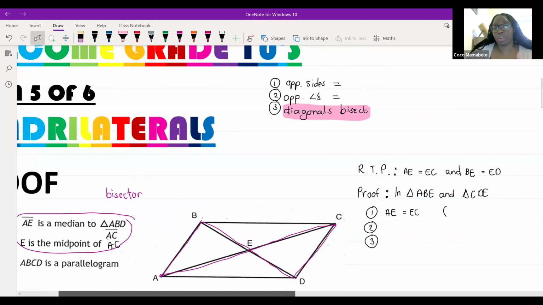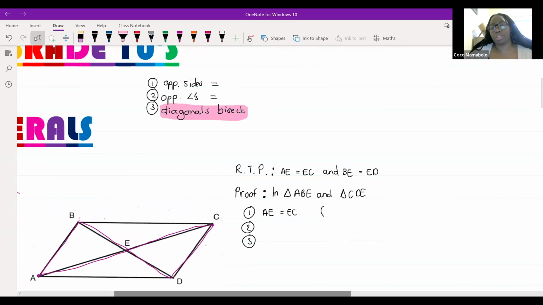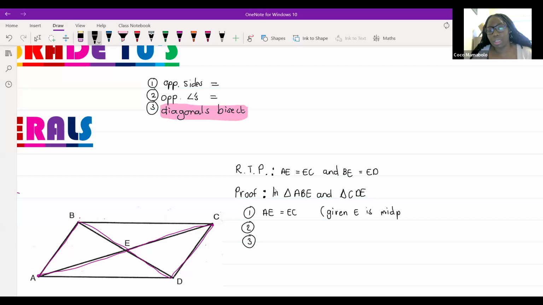Okay, it's not because they bisect. For them to bisect, I would need to know that both of them go this way. So at the moment, I can't say that. That's what I'm trying to prove. Okay, I can say we are given E is midpoint. That's what we've been given. They've told us that E is the midpoint, right? What else do we know?